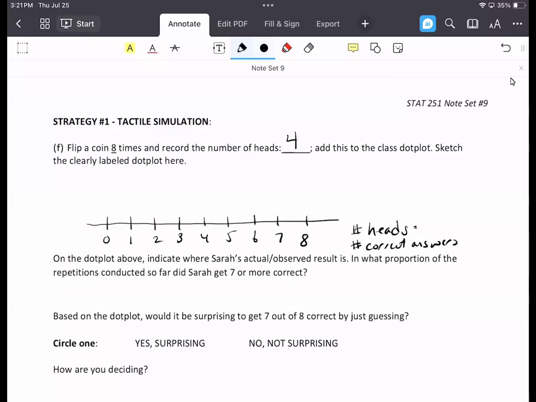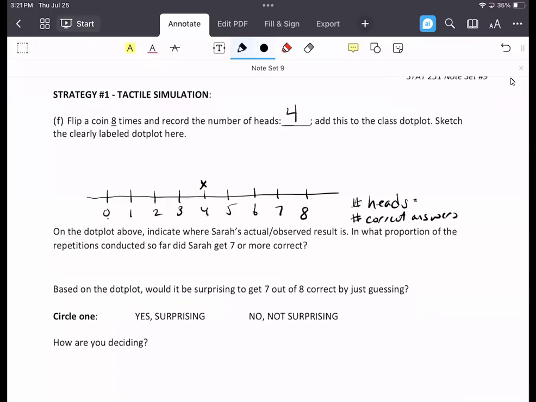So I had already drawn the dot plot, and you can get anywhere from 0 to 8 heads. Number of heads is the number of correct answers. So when I did it, I got 4. And of course, if we were doing this live, I would bring in a bunch of coins and we all do this and then record our findings. Now, we'll do that with the simulation in just a moment. I'll do it with a computer simulation.